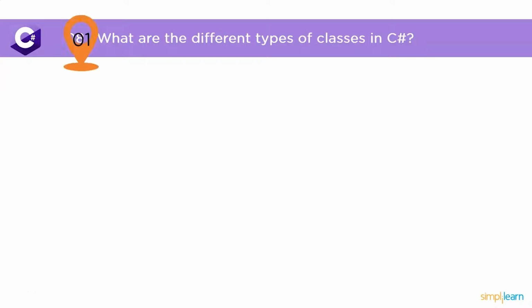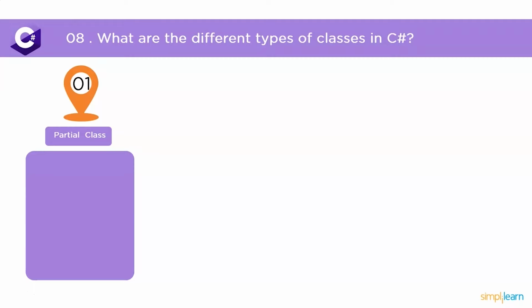Now we have the next question. What are the different types of classes in C#? So the answer for this question is, there are 4 different types of classes in C#. The first is partial class, which states that its members can be divided or shared across multiple files. The keyword partial denotes it.